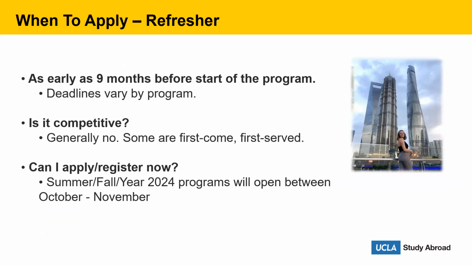So when to apply. For most programs, you do have to apply roughly 9 months before the program starts, but the deadlines do vary quite a bit. And is it competitive? Generally, no, but there are some programs that have limited space because the organization or the actual university might be small or very specialized. But for the vast majority of programs, there is plenty of space. But keep in mind, it is first come, first served for some of them, and that will be specifically on our website.